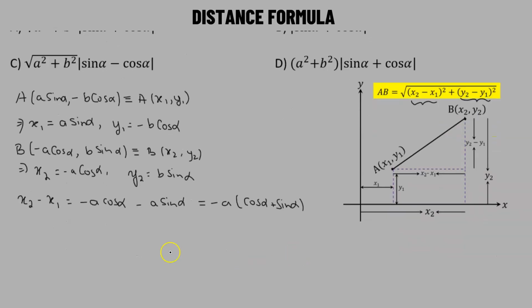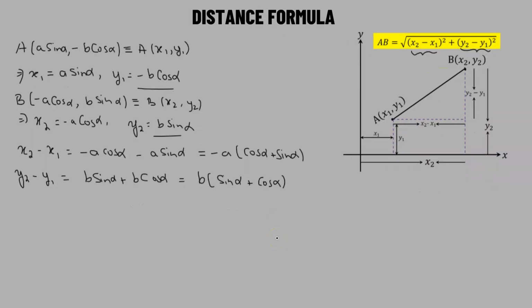Now next, we'll try to find out the difference of the y coordinate. So we'll do y2 minus y1. So here y2 has the value b sine alpha. So we have b sine alpha. And from it, we have to subtract y1, which is negative b cosine alpha. So since we have negative of a negative number, this will become positive. We get positive b cosine alpha. Now from both the two terms, if we factor out b, we have b multiplied to sine alpha plus cosine alpha.